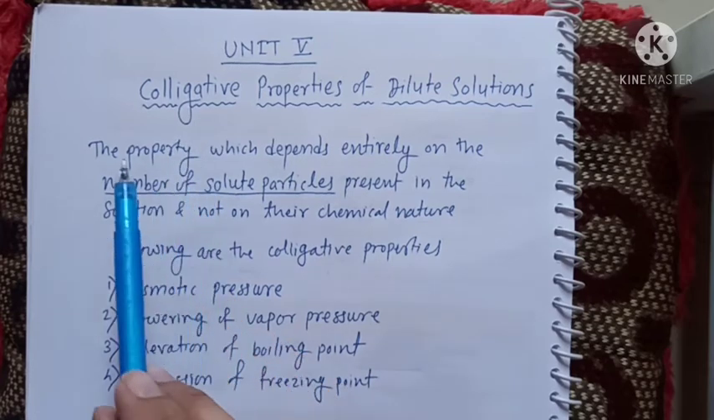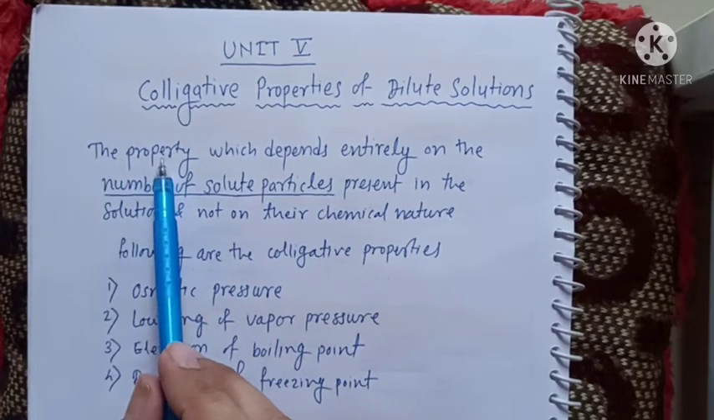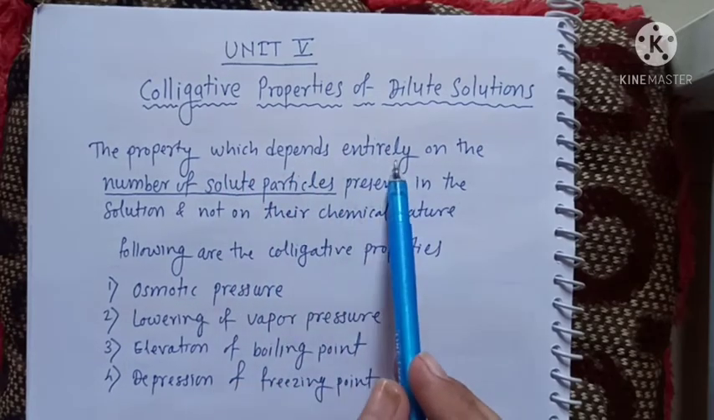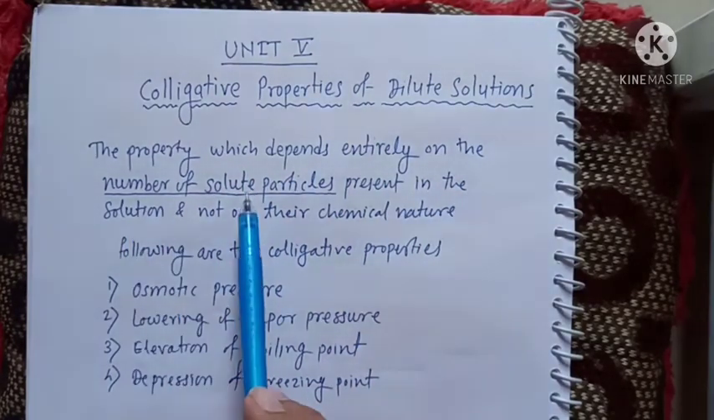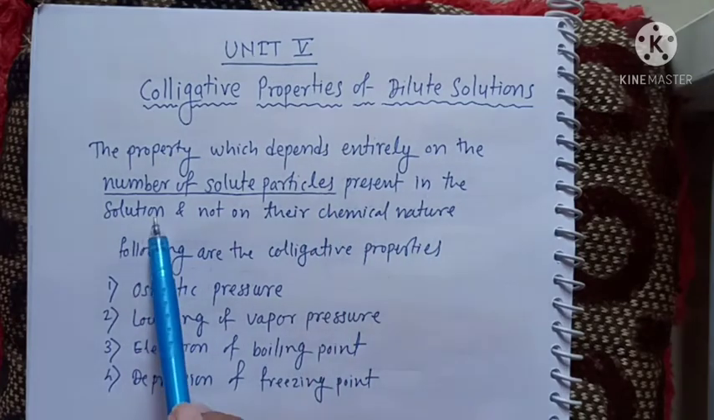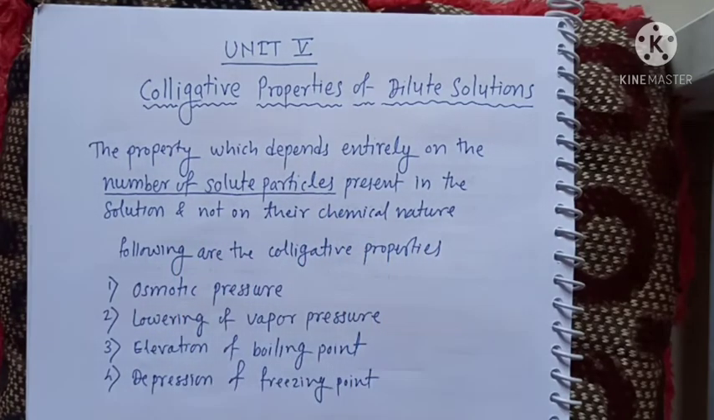The definition is like this: the property which depends entirely on the number of solute particles present in the solution and not on their chemical nature. Means such a property which will depend only on the number of particles. More the number of particles, more will be the value of that colligative property. Lesser the number, lesser will be the value. Means it will depend on that number of solute particles and not on the nature.